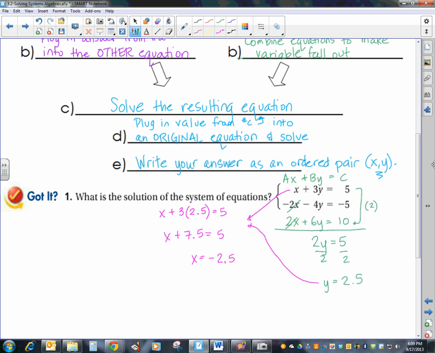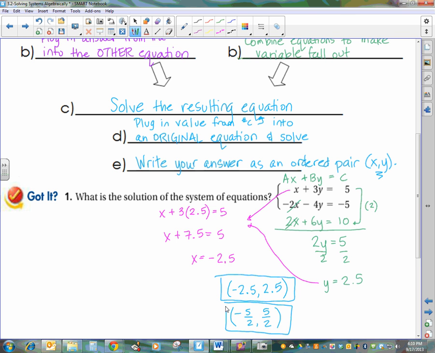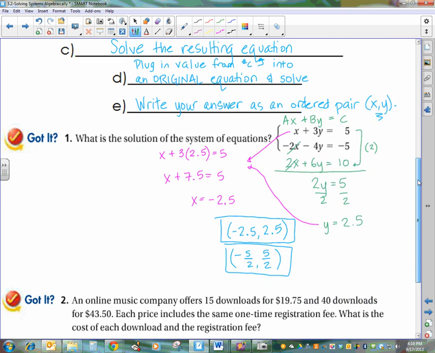So the last thing I want to do is write my answer as an ordered pair. Of course, x comes first, negative 2.5, comma, 2.5. And absolutely, if you prefer the fractions, you can write negative 5 halves, comma, 5 halves. That would be the same thing. All right, let's look at the next problem.